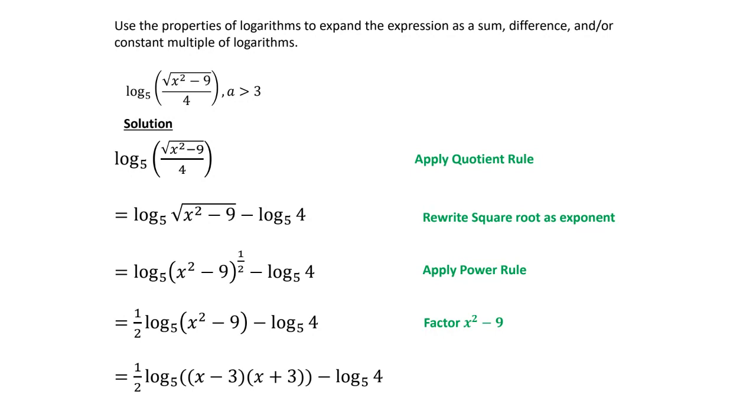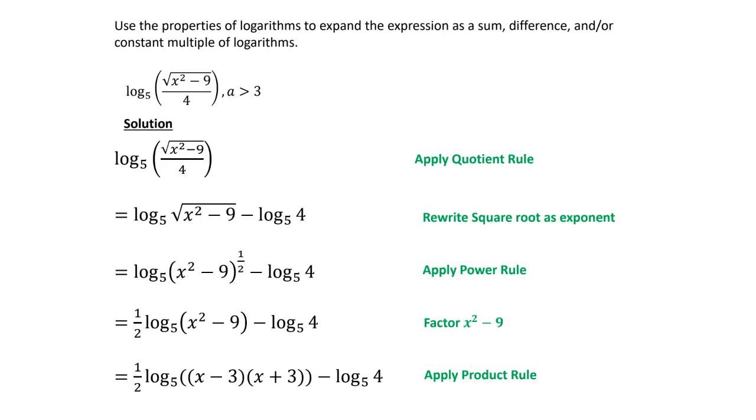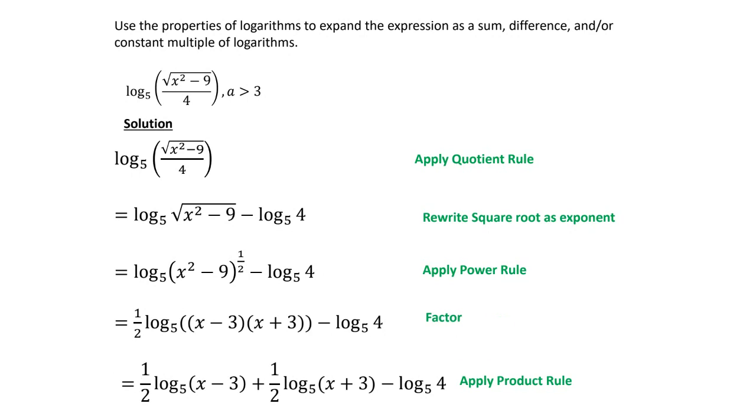Now we have a product of two things inside a given log, so we can use our product rule. The product rule says that when two items are being multiplied inside the same logarithm, we can add two individual logs. Our final answer is 1/2 log base 5 of x minus 3, plus 1/2 log base 5 of x plus 3, minus log base 5 of 4. We took one log and expanded it into three different logs. This is what's called expansion.